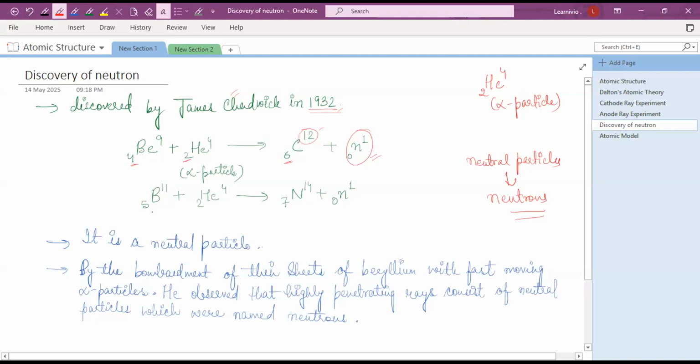Again, when he bombarded boron with alpha particles, he observed nitrogen, right? Nitrogen, 5 plus 2 is 7. But the mass number should come as 15, but here there is a loss of one neutron, right? So that's how he observed that there is some radiation which is unaffected by magnetic and electric field, and it must be a neutral particle, which was further named the neutron. Okay, so that's how the discovery of neutrons occurred. Clear, Neha? Yes.